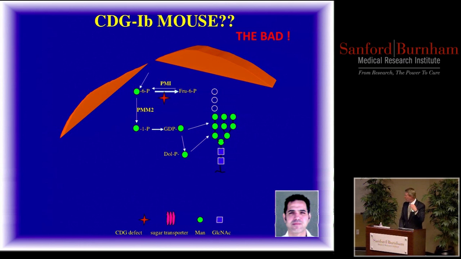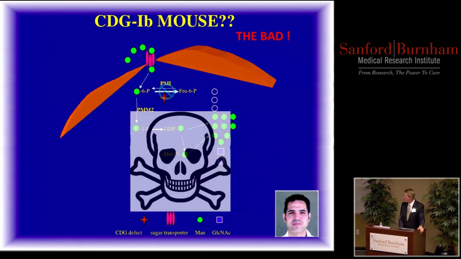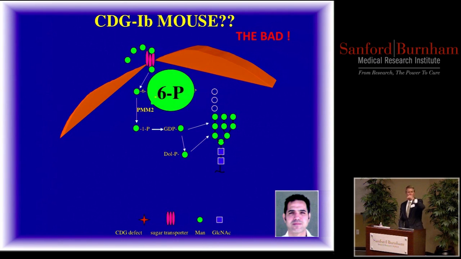Well, it turns out that when you do that, you accumulate mannose 6-phosphate because it has no other place to go. It comes into the cell and it's sitting there. And what that does then is to deplete the ATP within the embryo, and the embryo dies. And so this was not really a very useful model.